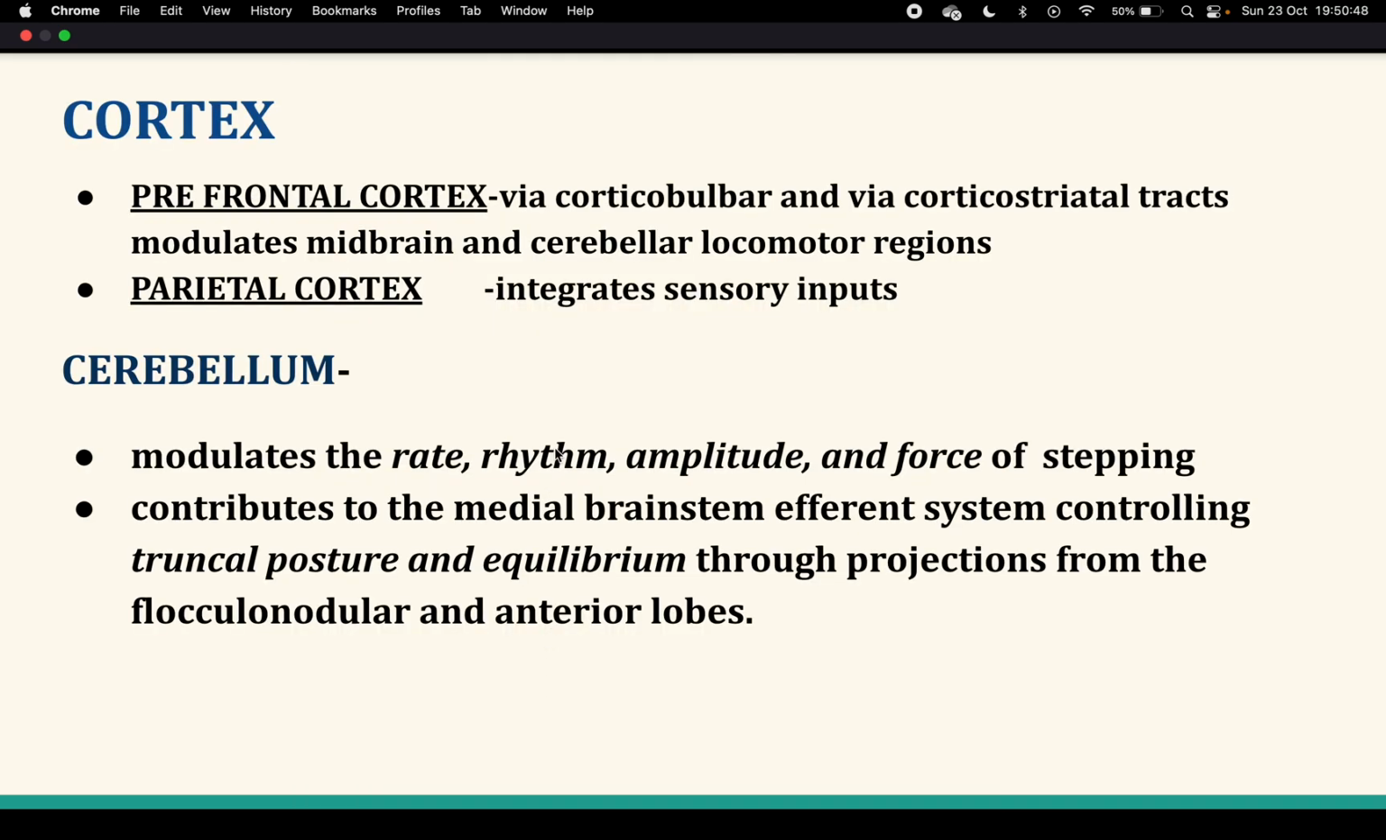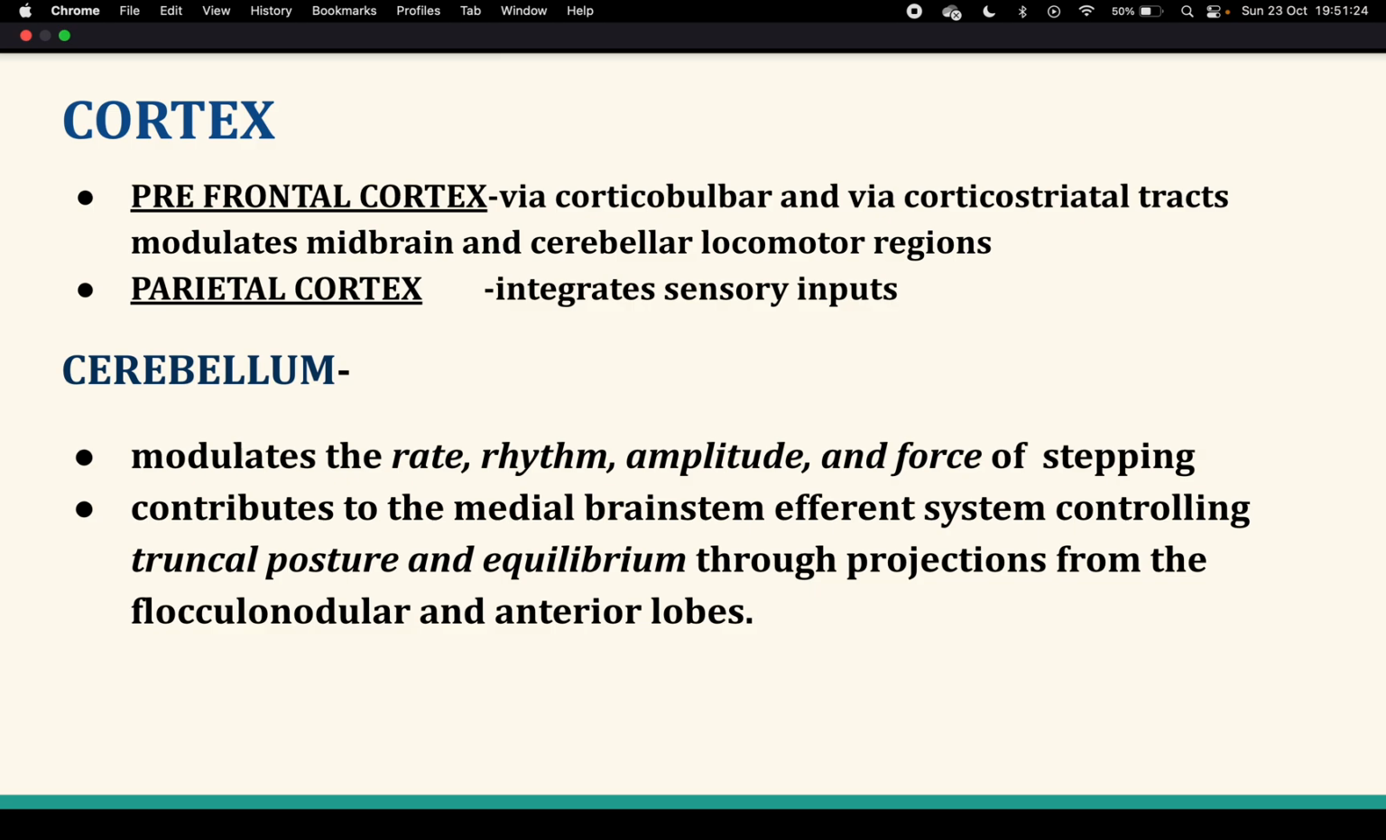Now, coming to the cortex, we have the prefrontal cortex, from where corticobulbar and corticostriatal tracts modulate the midbrain and cerebellar locomotor regions. And the parietal cortex is mainly helpful for integration of all the sensory outputs that reach the cortex. Next, the cerebellum modulates the rate, rhythm, amplitude, and force of the stepping, and this contributes to the medial brainstem efferent system controlling the truncal posture and equilibrium through the projections from the flocculonodular and anterior lobes.